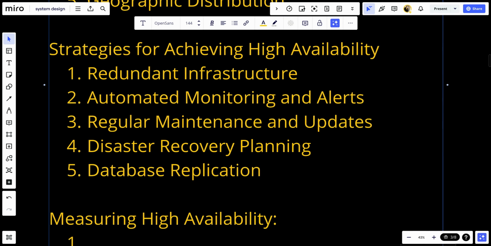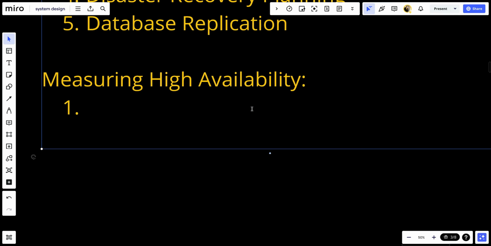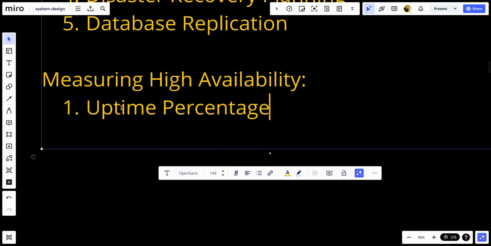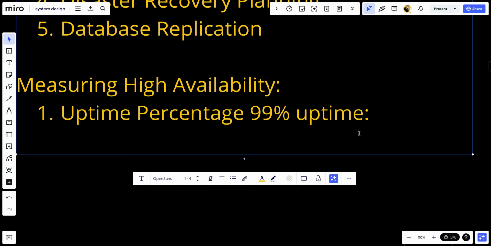Right now, we want to talk about measuring high availability, how to measure it. So we have the uptime. Uptime is often measured as a percentage of total time a system is operational. So for example, we have 99% uptime. This means our system will be down for about 3.65 days.